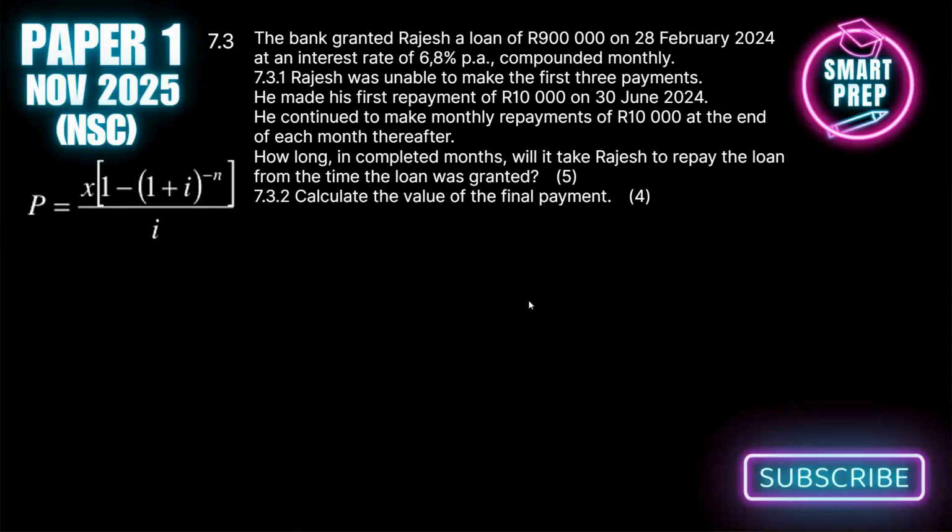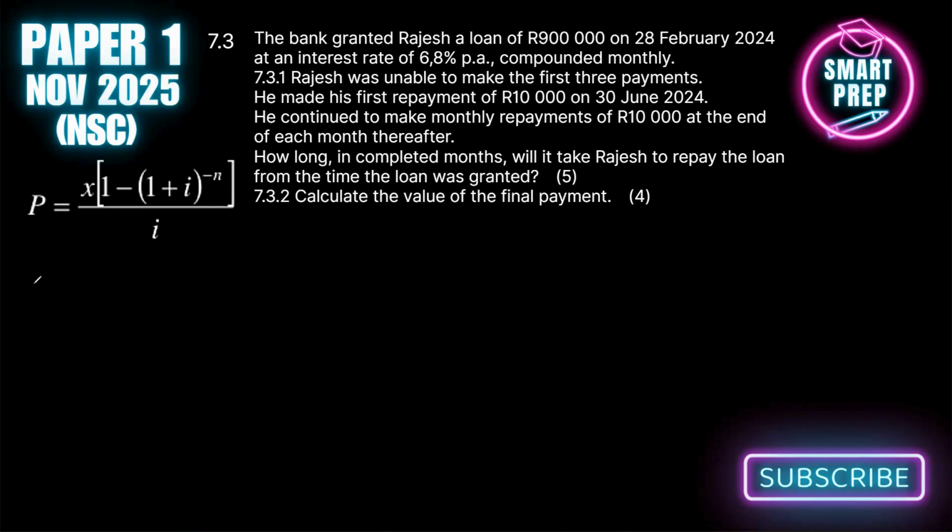7.3 says the bank granted Rajesh a loan of 900,000 on the 28th of February 2024 at an interest rate of 6.8% compounded monthly. Rajesh was unable to make the first 3 payments. He made his very first payment of 10,000 Rand on the 30th of June 2024. He continued to make monthly repayments of 10,000 at the end of each month thereafter. How long in months will it take for him to pay the loan?